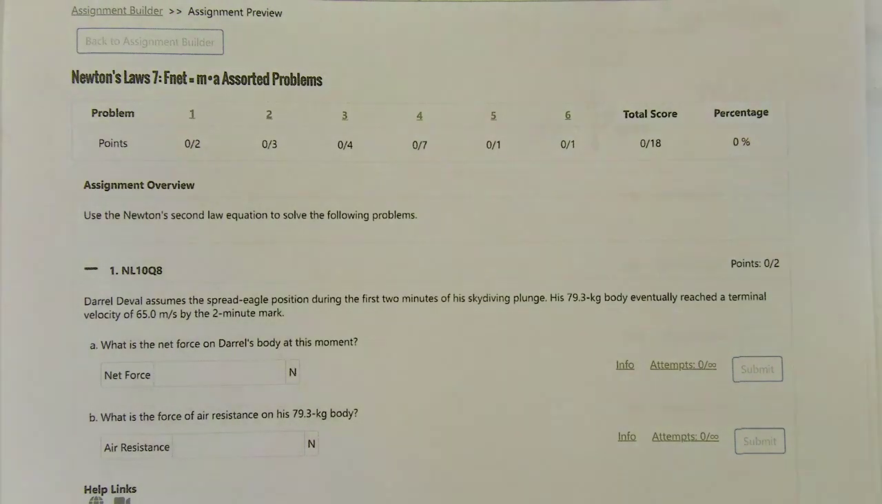I've got a couple videos posted here you really should watch before you even start this. But Newton's Law 7. And the very first thing I would make sure that you know, as I already mentioned in the past, is to be drawing pictures of what you have going on.